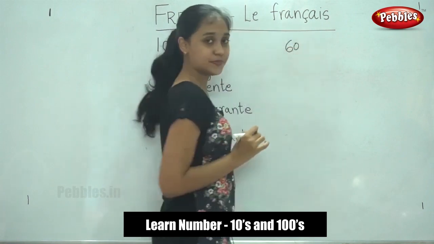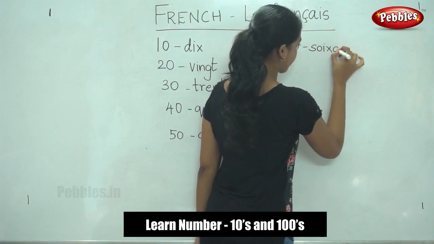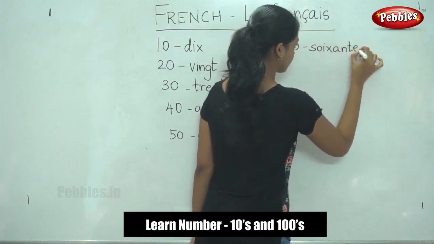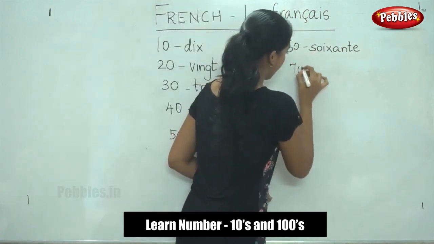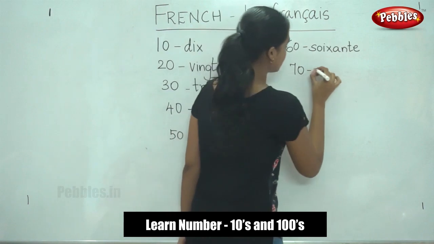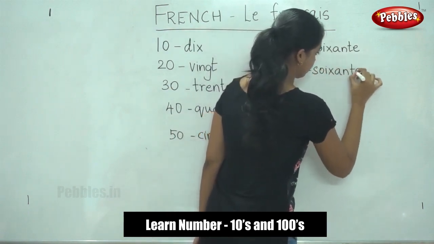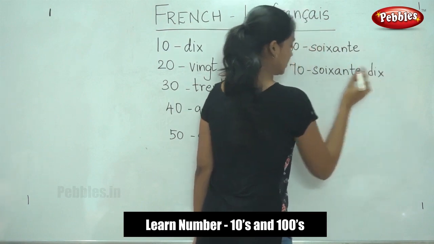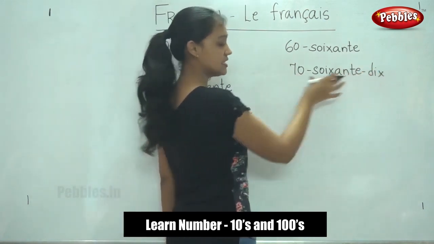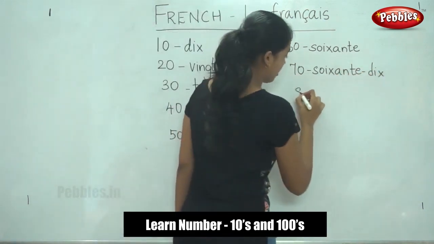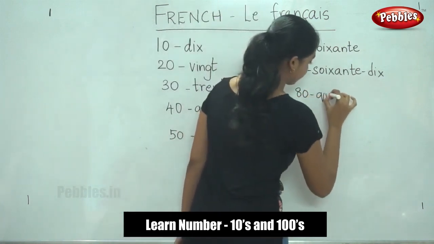number 60 is 60, so for number 60 it was 60, for number 70 it was 70, that was 60 and 10. 60 and 10, 70 is 70. For number 80, do you remember the word? It is 80.